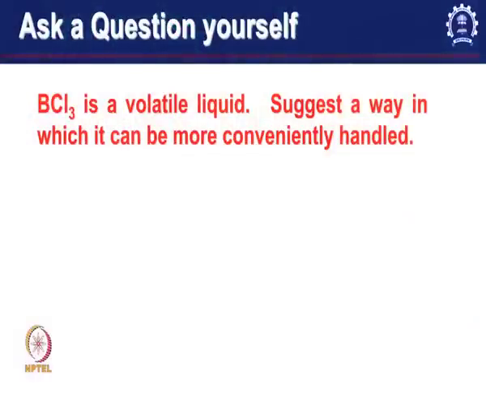The first question is, BCl3 is a volatile liquid, so highly volatile. Suggest a way in which it can be more conveniently handled. If it is highly volatile, weighing out a known stoichiometric amount for a particular reaction is very difficult, and especially in an open system where humidity is very high, it is next to impossible. Of course, we have to use special conditions like glove box, inert atmosphere techniques, high vacuum techniques, all those things. However, still it is not easy.